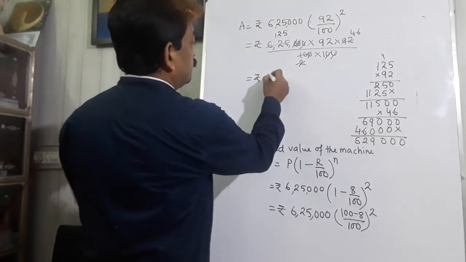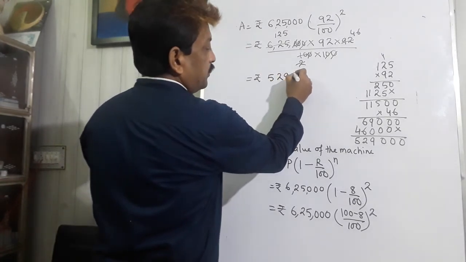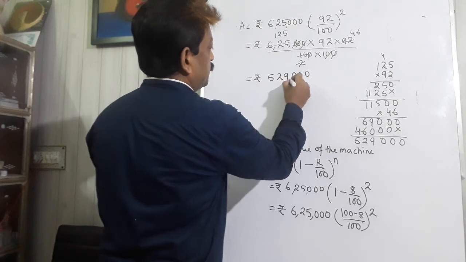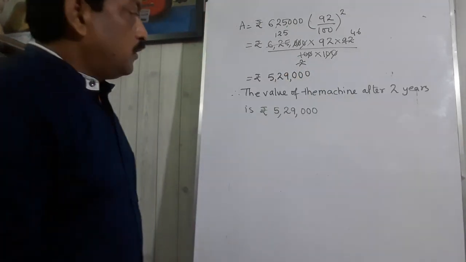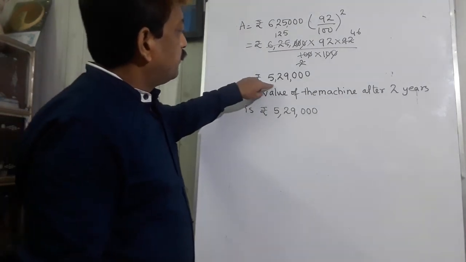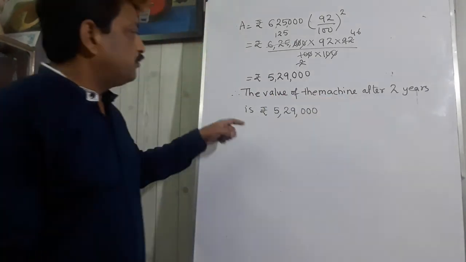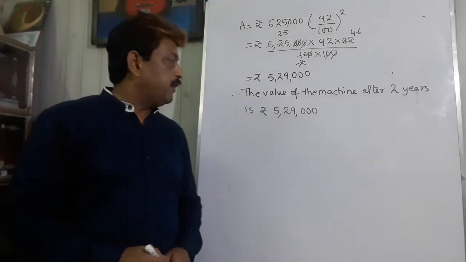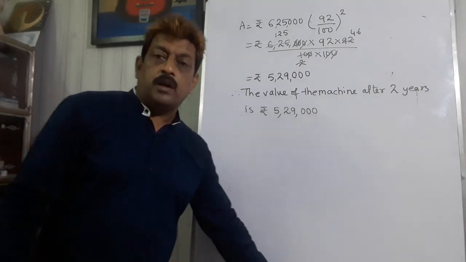So it is rupees 5,29,000. Therefore, after calculation, we have got 5,29,000. That is the value of the machine after 2 years: 5,29,000. So hope you have understood the sum and how to find it.